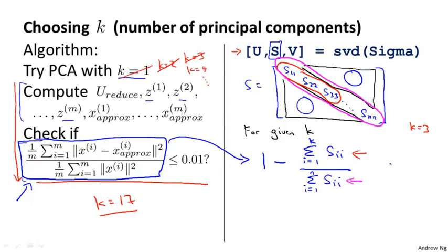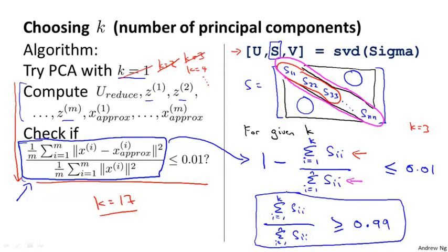So what we can do is test if this is less than or equal to 0.01, or equivalently, test if the sum from i equals 1 through k of Sii divided by the sum from i equals 1 through n of Sii is greater than or equal to 0.99, if you want to make sure that 99% of the variance is retained. You can just slowly increase k, set k equals 1, k equals 2, k equals 3, and so on, and test this quantity to see the smallest value of k that ensures that 99% of the variance is retained.